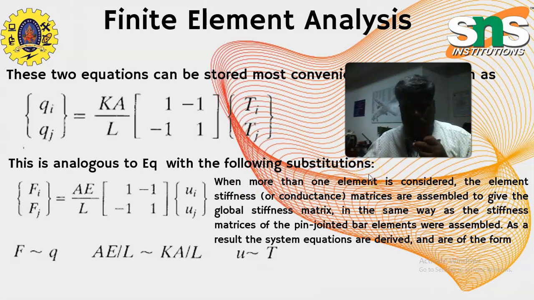When more than one element is considered, the element stiffness matrices are assembled to give the global stiffness matrix, in the same way as the stiffness matrices of the pin-jointed bar elements were assembled. As a result, the system equation is derived and its form is indicated in the slide.